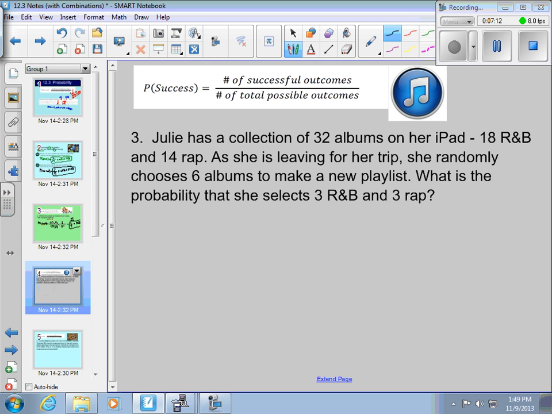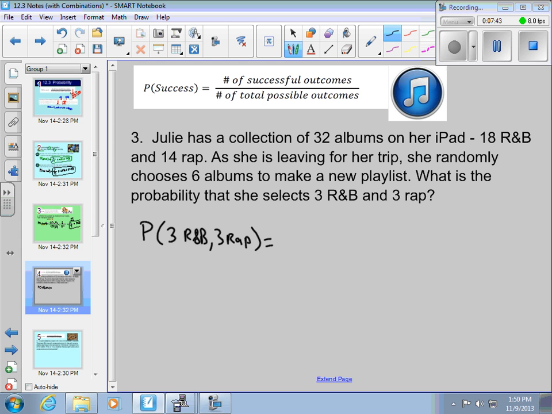This next one says, Julie has a collection of 32 albums on her iPad, 18 R&B and 14 rap. As she is leaving for her trip, she randomly chooses 6 albums to make a new playlist. What is the probability she selects 3 R&B and 3 rap albums? All right, so what we're trying to find the probability of is 3 R&B and 3 rap.